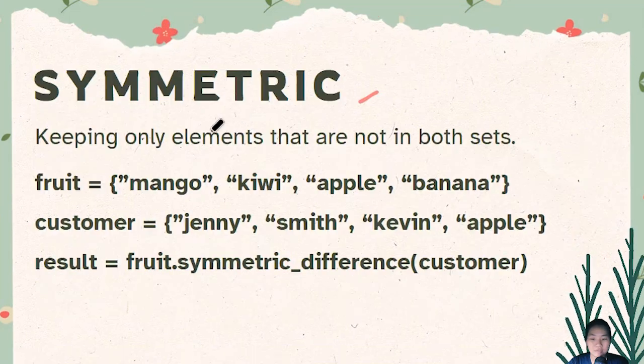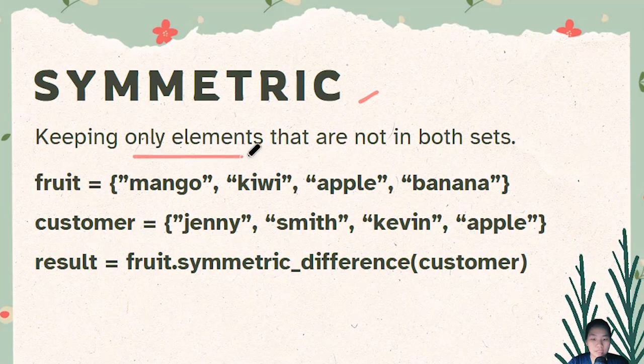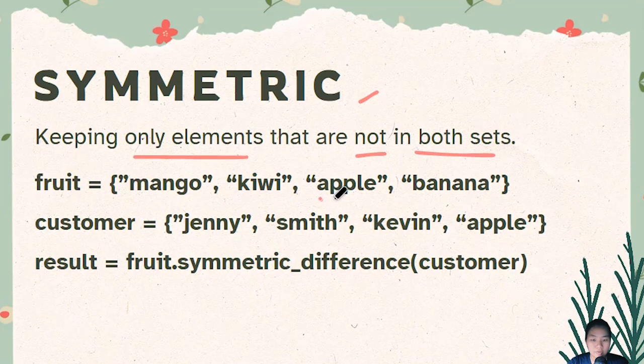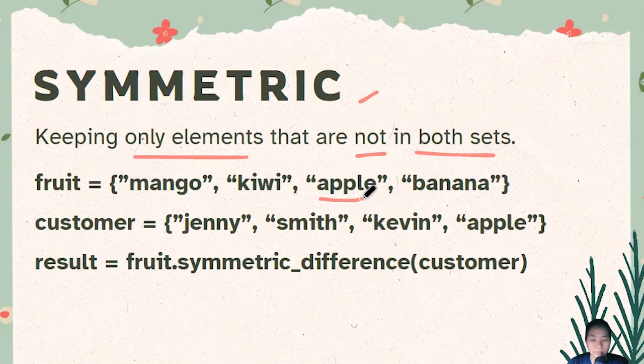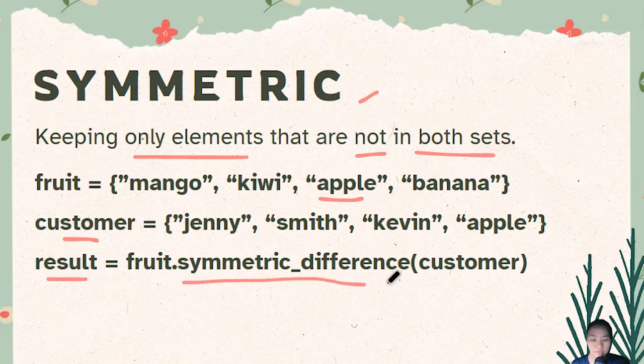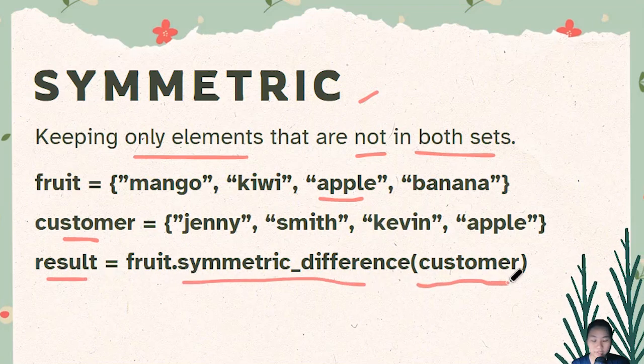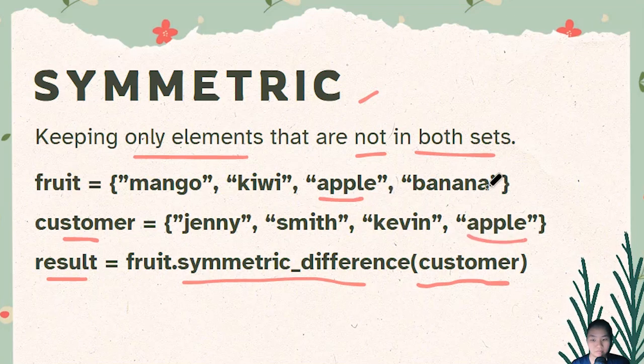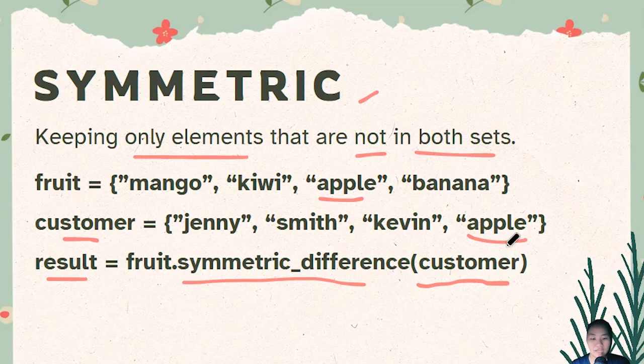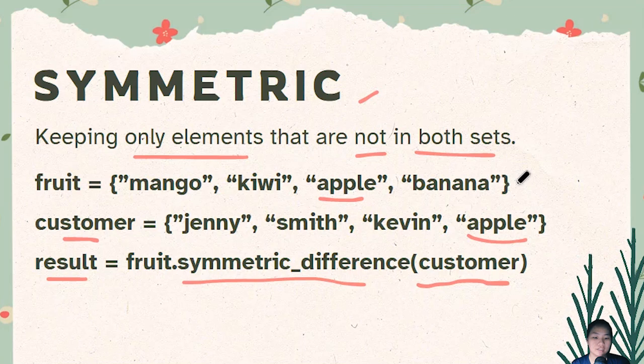I didn't have enough space over here. So it keeps only elements that are not in both sets. So as you can see, fruit shares the item apple with the customer set. I have result over here, fruit dot symmetric difference, passing in customer. What do you think it will return? Well, obviously, the item apple is in fruit and customer, so it'll pass in anything that is not apple.